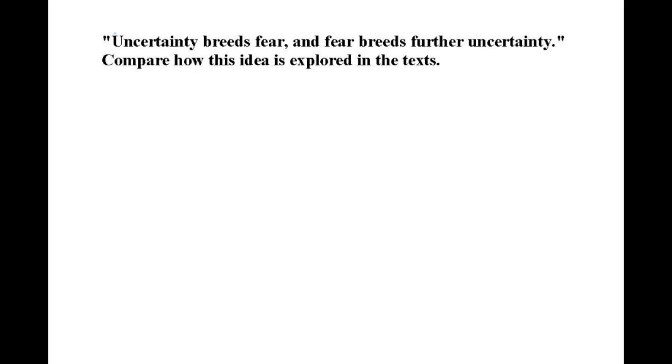So, immediately you want to isolate the words. Uncertainty here breeds fear. Okay, so we're talking about this idea that something happens because of something else. And in turn, fear breeds more uncertainty or further uncertainty. So we've got this idea straight away of a sort of circular idea of one and the other. And then compare how this idea is explored in the text. So again, we've got this question of compare how this particular idea, the circular idea, is explored in the text. That's asking us for the evidence.